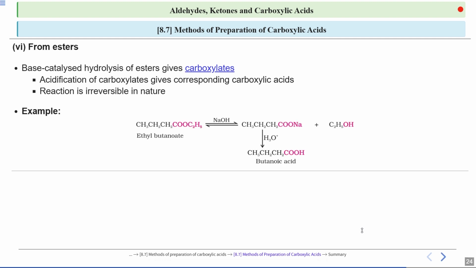If you look at this particular example, you have ethyl butanoate, which is an ester. When you treat it with base catalyzed hydrolysis, it gives you a carboxylate, and further acidification of this carboxylate gives you a carboxylic acid, which is butanoic acid. So this is CH3CH2CH2COOH. This is how, using base catalyzed hydrolysis of an ester, you get a carboxylate, and further acidification gives you a carboxylic acid.